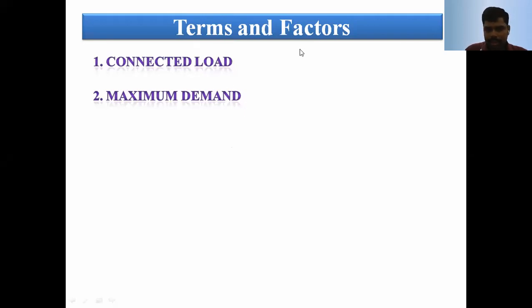For example, we can take one power plant. Suppose this is the power station, either a thermal power plant, hydro power plant or nuclear power plant. In that power plant, the power generation capacity is 500 megawatt. This is the example: in the particular power station, the conventional power plant, the power generation capacity is 500 megawatts.